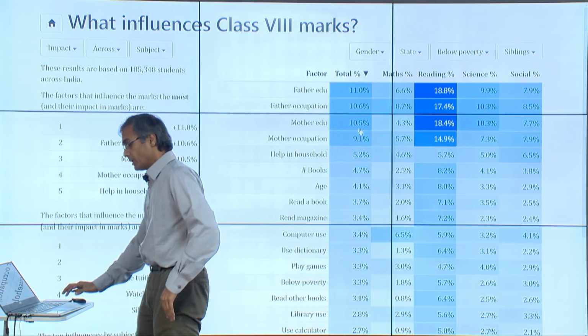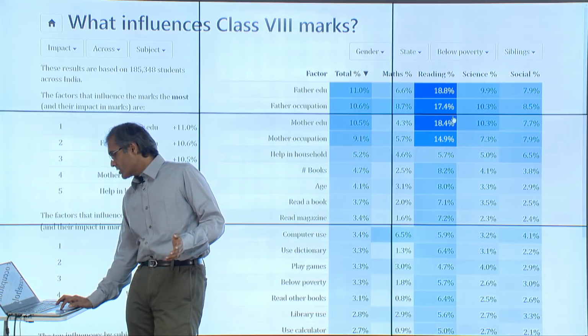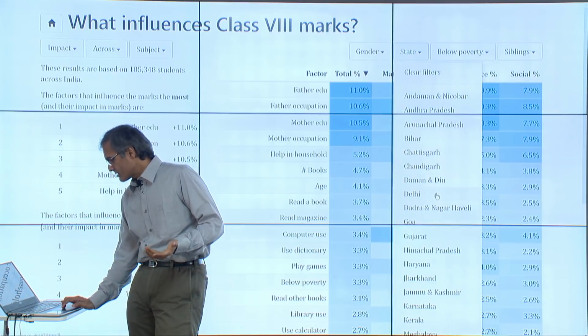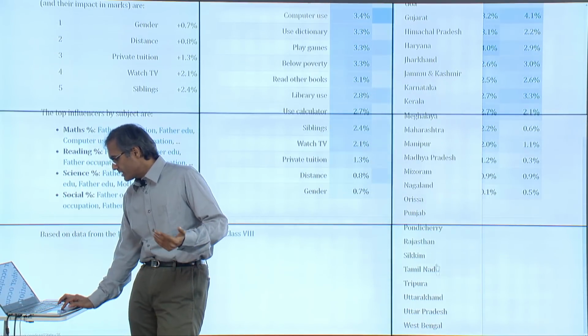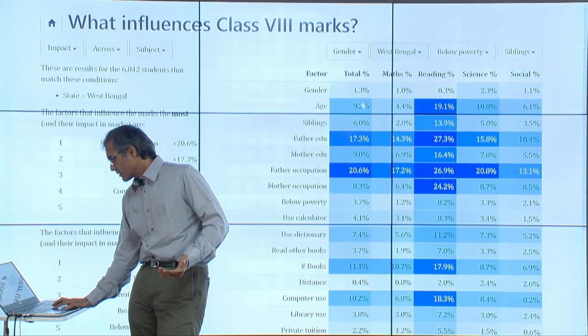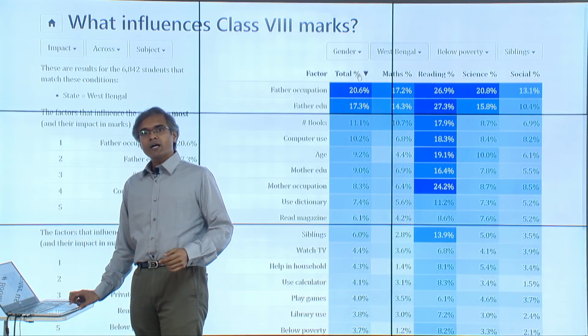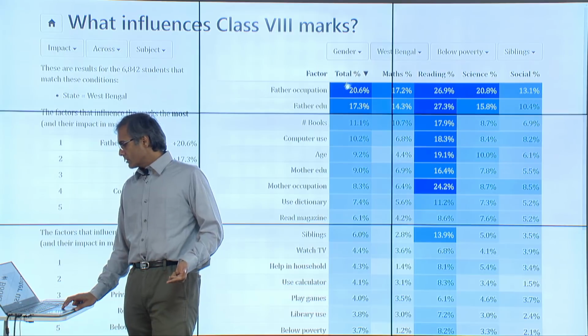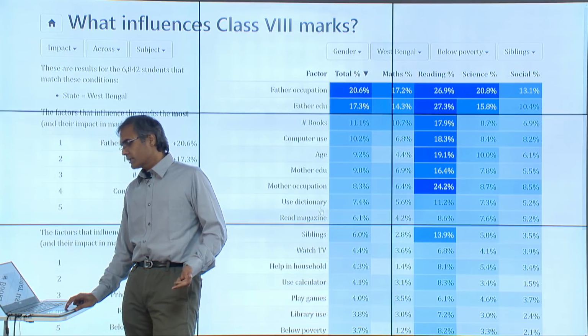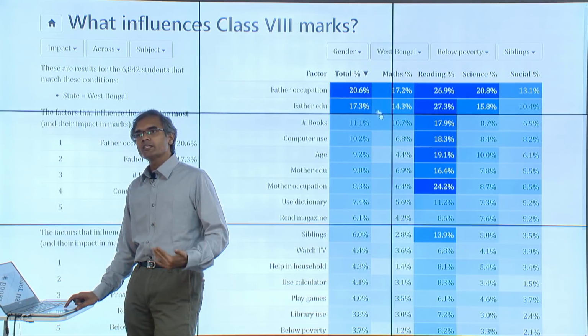Now, this is true for the country in general, but is it true for every state? For example, if I take a matriarchal state like West Bengal, it turns out that the father is even more important. The mother is far less important in Madhya Pradesh when it comes to determining the child's marks.